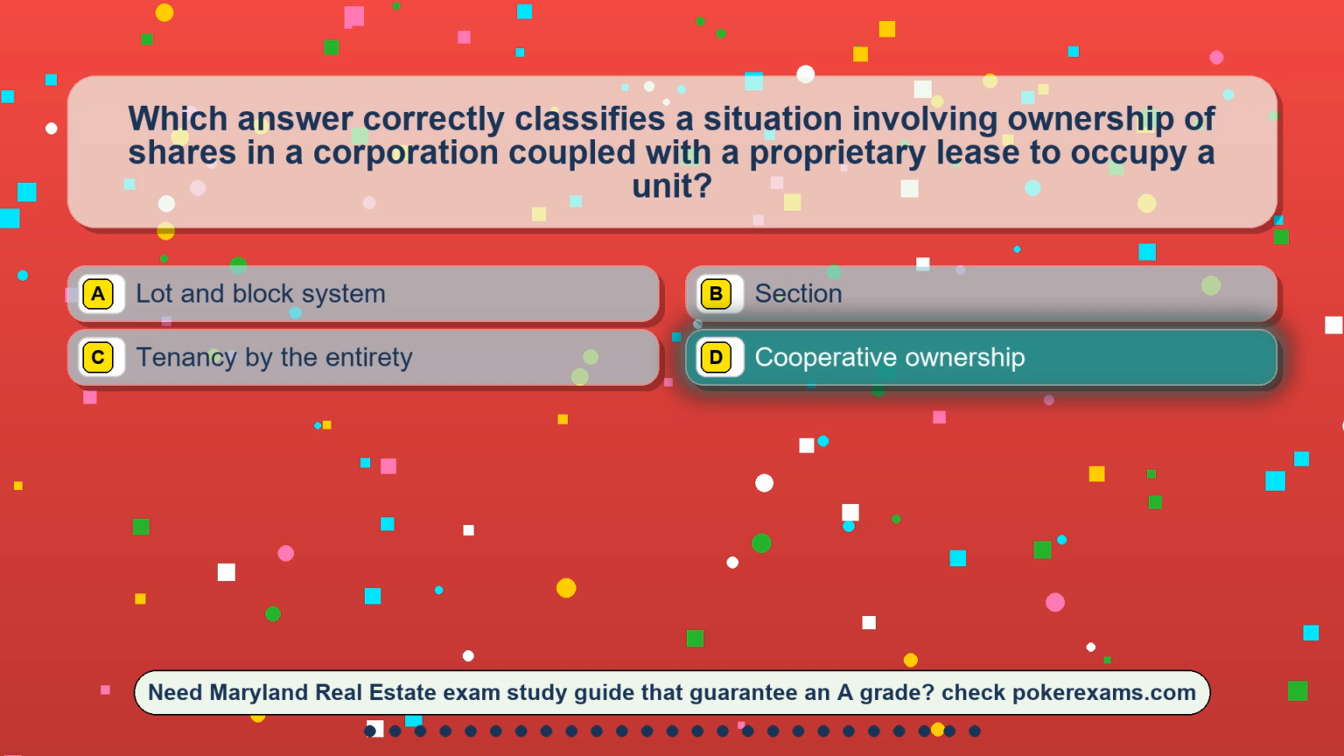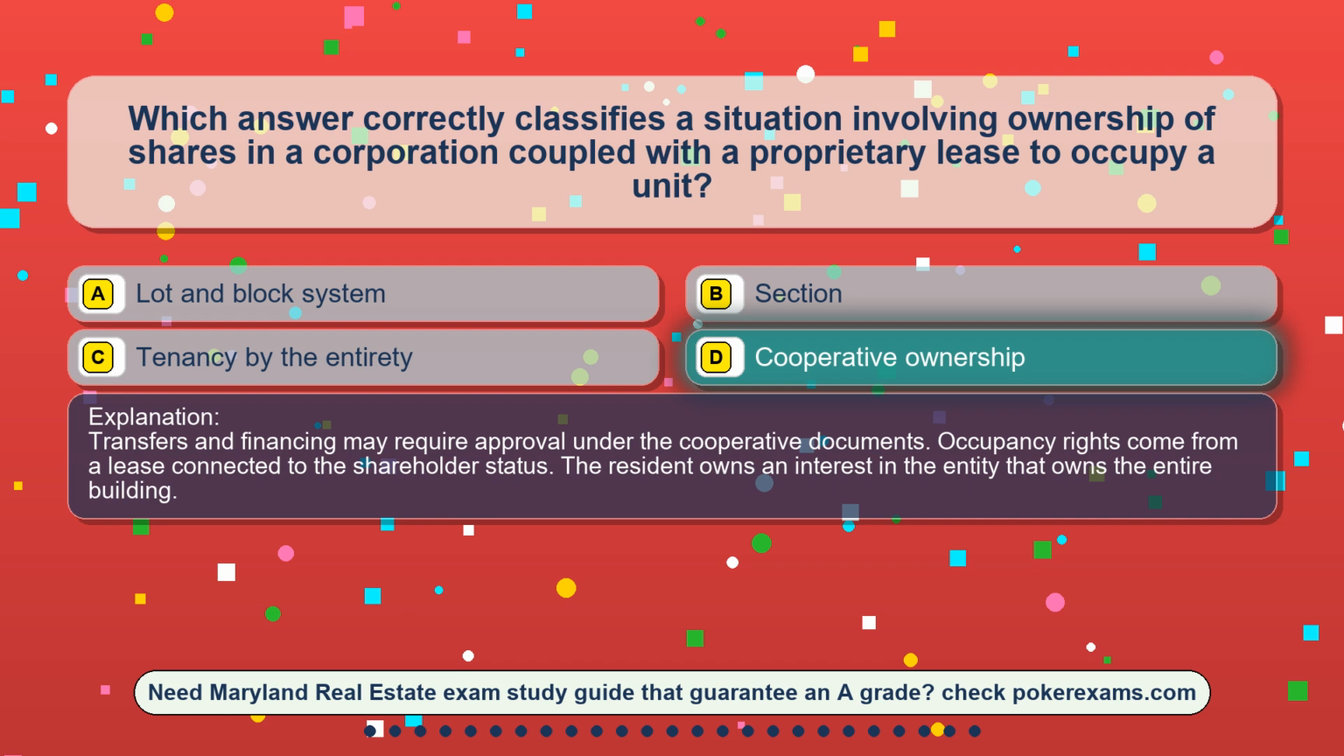The correct answer is option D, cooperative ownership. Transfers and financing may require approval under the cooperative documents. Occupancy rights come from a lease connected to the shareholder status. The resident owns an interest in the entity that owns the entire building.